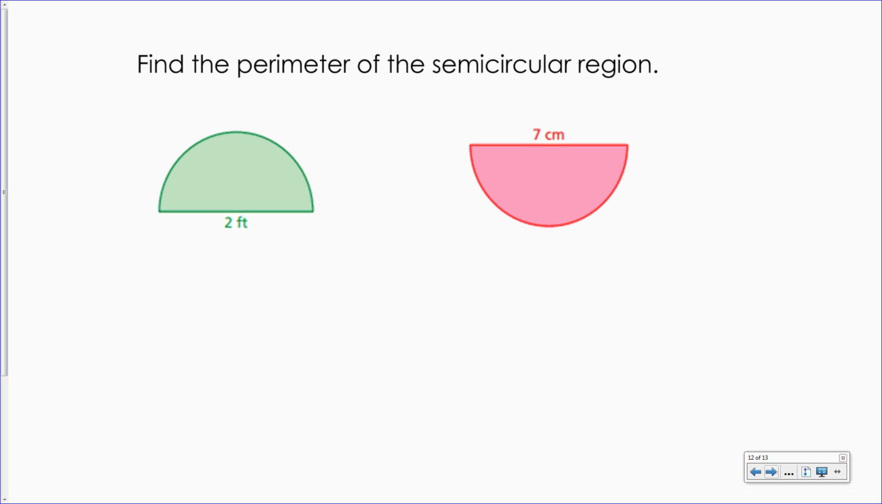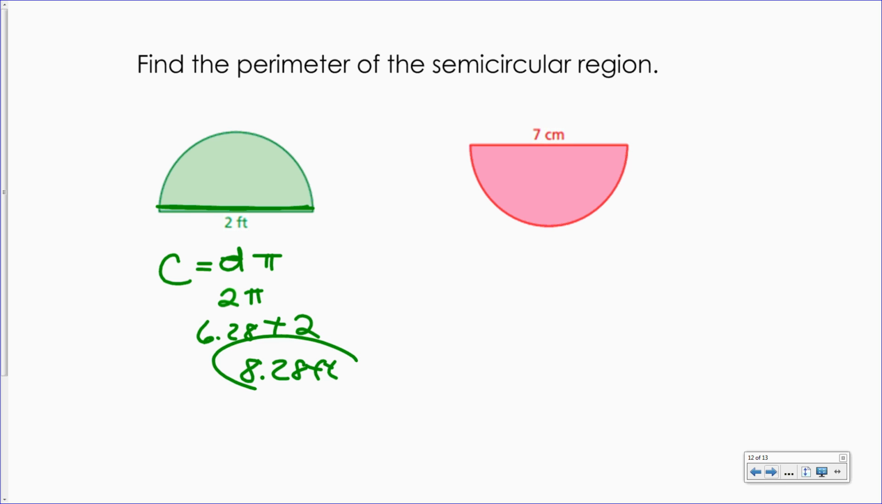Okay, for this first one, I have the diameter, so circumference equals diameter times pi. So I have 2 pi. And so then I can calculate that out, 2 times 3.14, which is going to give you 6.28, and then you need to add in the distance across, which is your diameter, to find the entire distance. So 8.28 feet should have been your answer.